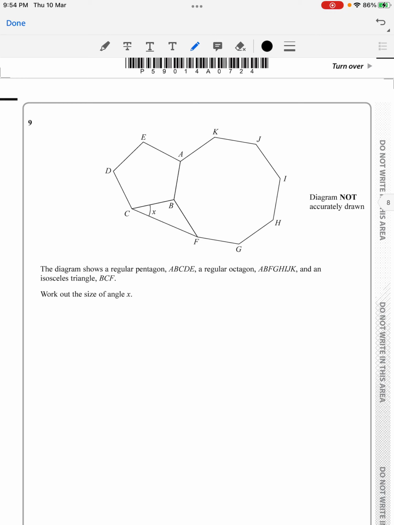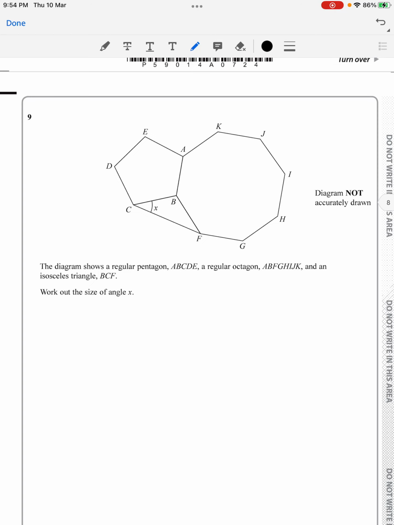Next question. The diagram shows a regular pentagon ABCDE, a regular octagon ABFGHIJK, and an isosceles triangle BCF. Now, work out the size of angle x.